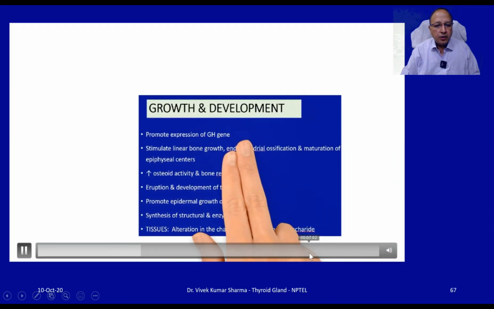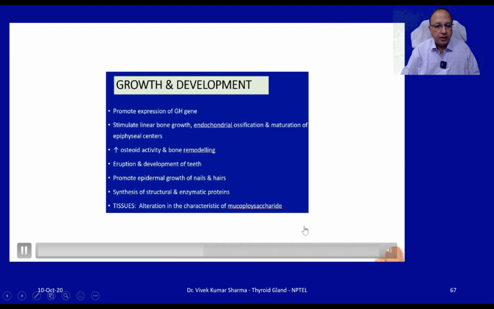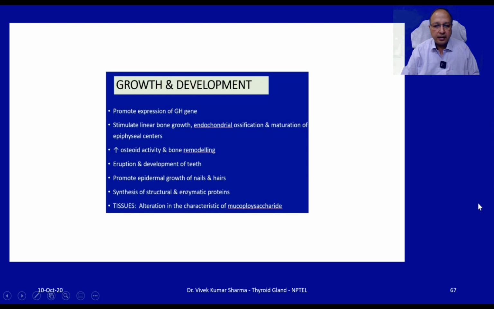So it will promote the expression of the growth hormone gene. It causes stimulation of linear bone growth, endochondral ossification and maturation of the epiphyseal centers, increased osteoid activity and bone remodeling, eruption and development of teeth, promotes the epidermal growth of the nails and hairs, synthesis of structural and enzymatic proteins, and as we have just studied in tissues, it causes the alteration in the characteristics of the mucopolysaccharide.